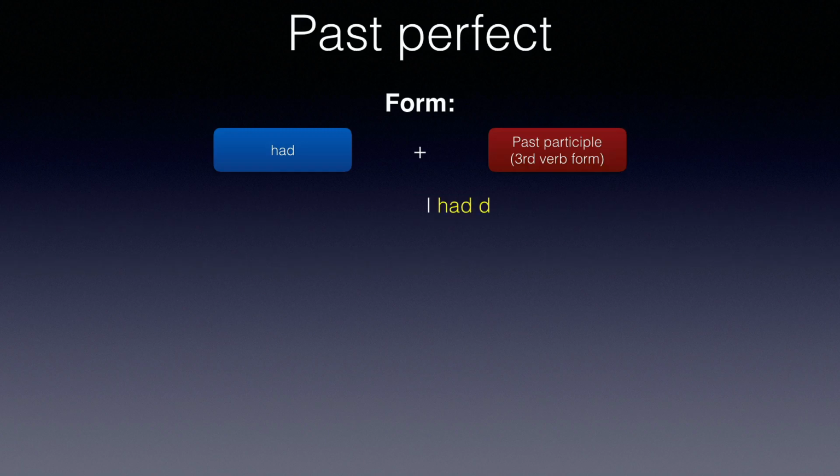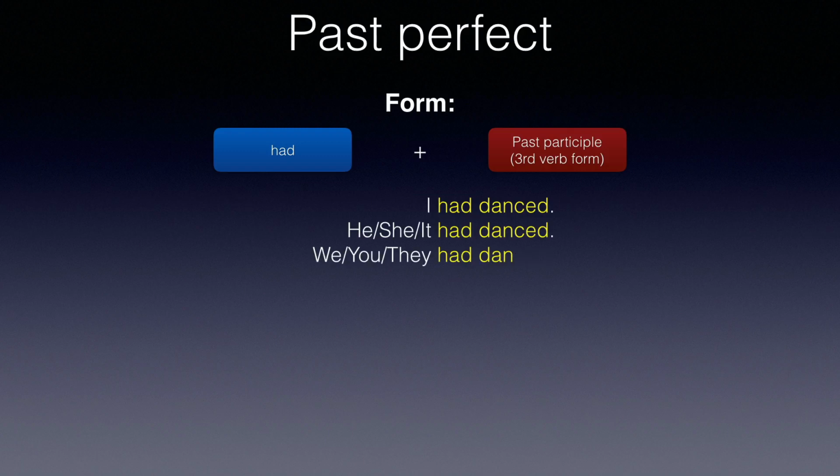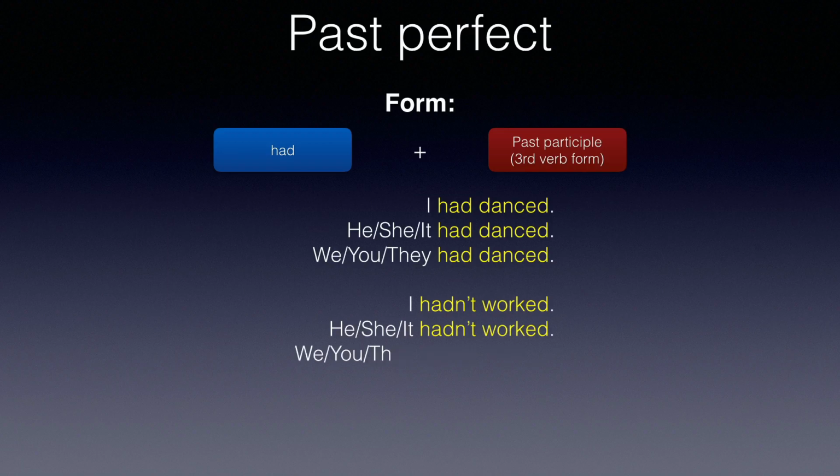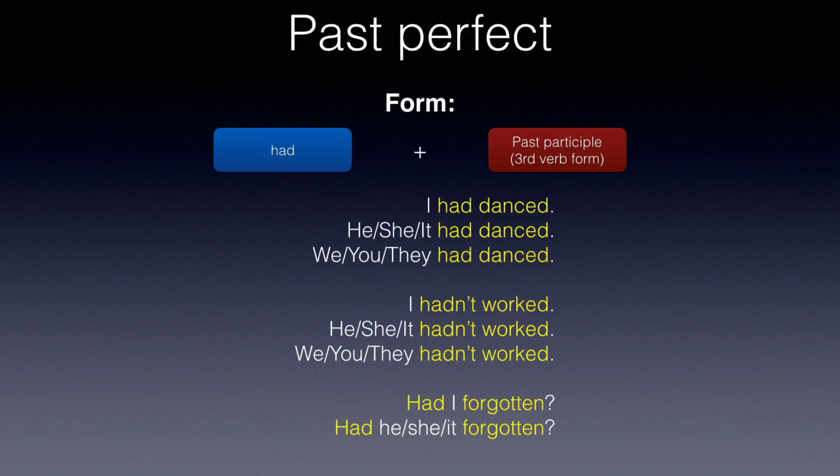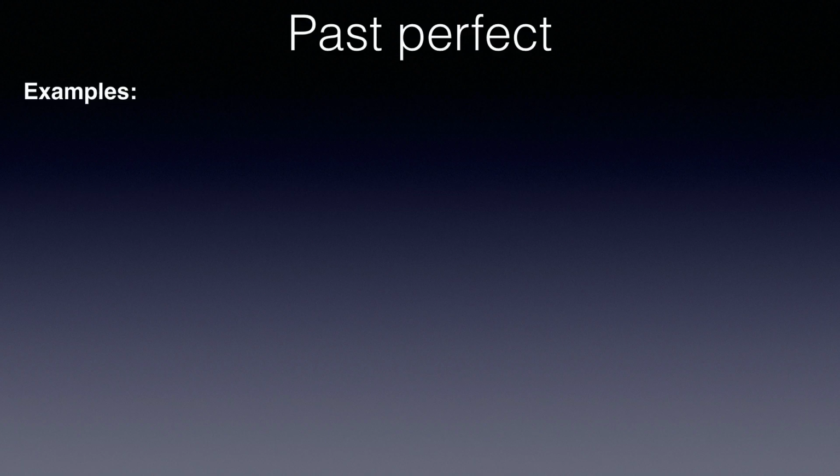Here are some examples. I had danced, he, she, it had danced, we, you, they had danced. Now the negatives, I hadn't worked, he, she, it hadn't worked, we, you, they hadn't worked. And lastly, some questions. Had I forgotten? Had he, she, it forgotten? And had we, you, they forgotten? We can't remember. So, some examples. And these examples also show the contrast between the past perfect and the simple past.